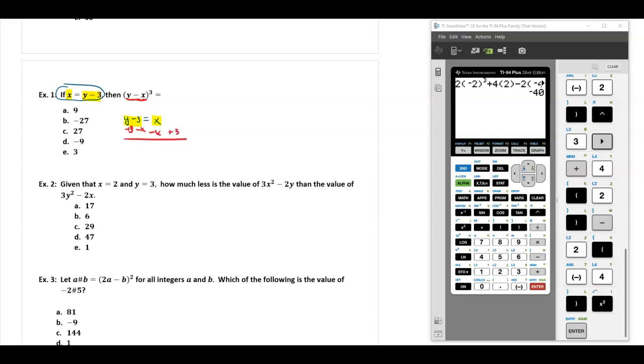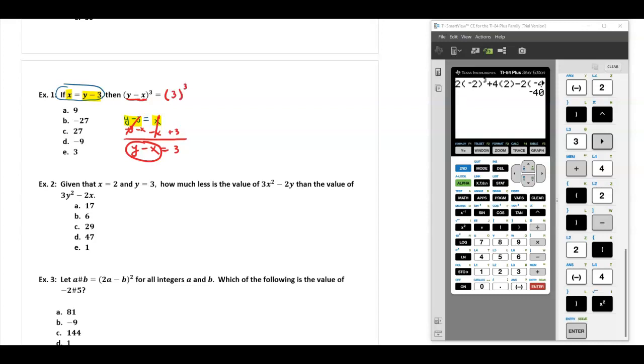what ends up happening is these 3's eliminate, so I get y minus x equals, the x's eliminate, and what do I have on this side now? 3. So now if I know y minus x is equal to 3, I come up here. What am I going to replace y minus x with? What is it equal to?